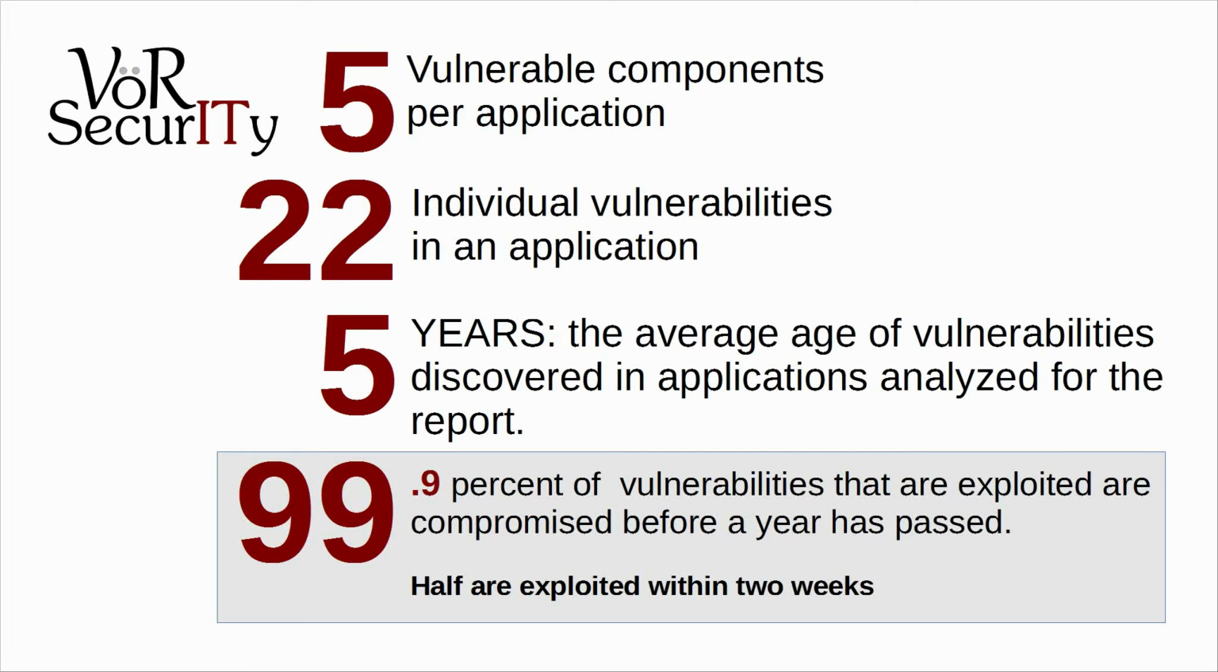Now, in the applications considered for the report, there were several interesting statistics, including, on average, 5 vulnerable components per application, with a total of 22 individual vulnerabilities, since components often suffer from multiple vulnerabilities. The vulnerabilities discovered were often not new, but had an average age of 5 years.